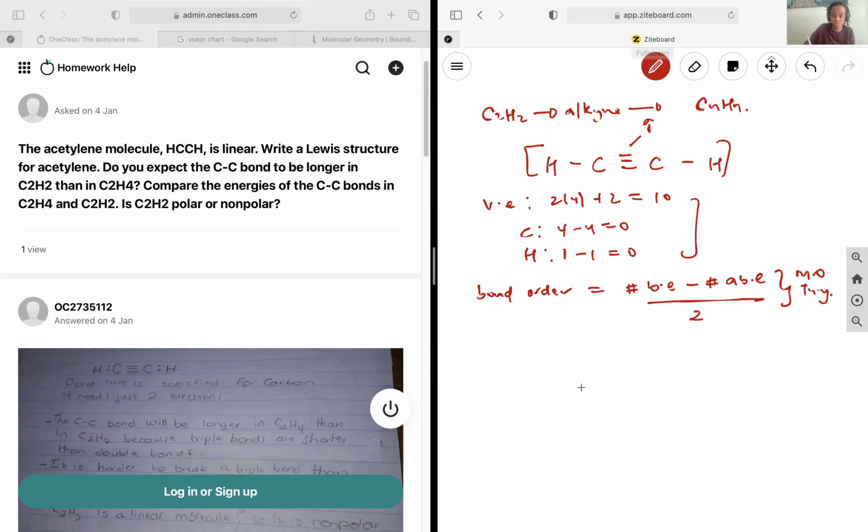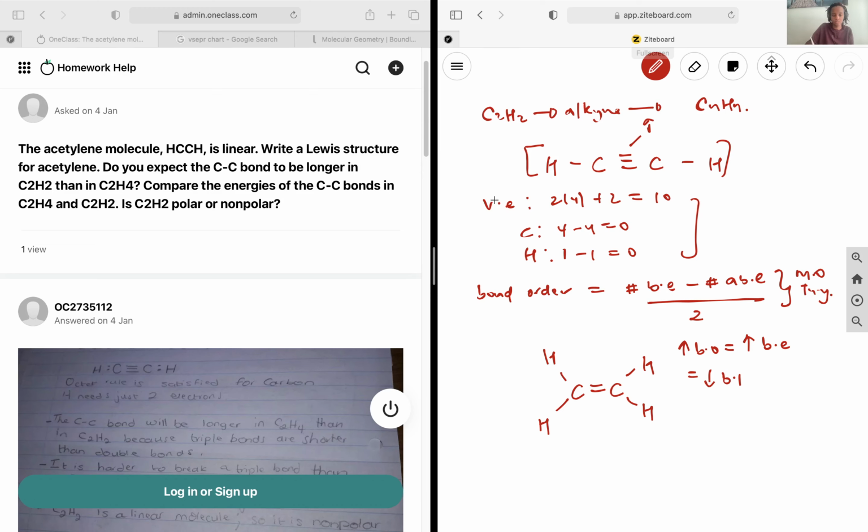Then in the case of C2H4, which is just a double bond in between them rather than a triple bond, this bond order is going to be higher than this bond order. And we know that the higher the bond order, that means the higher the bond energy, which would mean the shorter the bond length itself. So since the bond order is higher in this case, the bond length will be shorter in this case because they have a higher energy, so they must be closer together. So the triple bond in acetylene is shorter than the double bond in ethene.